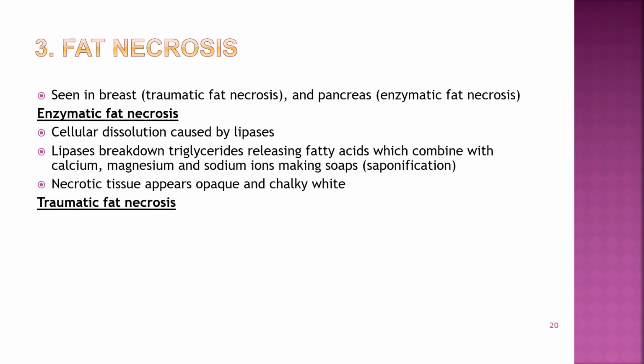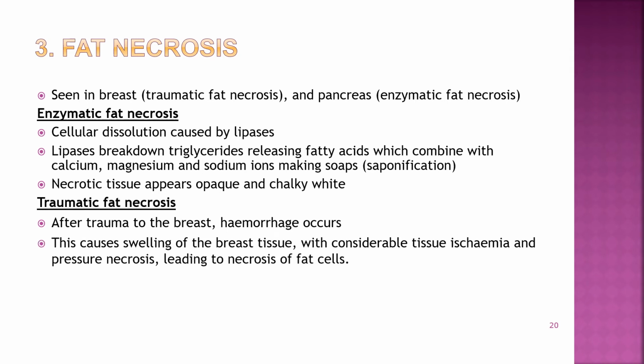Another condition where fat necrosis occurs is in the breast. The breast is also rich in fat tissue. After trauma to the breast, hemorrhage can occur. The hemorrhage causes swelling of the breast tissue, which can cause increase in pressure in the breast tissue, pushing the blood vessel to collapse, leading to ischemia and pressure necrosis. The net effect is fat necrosis.